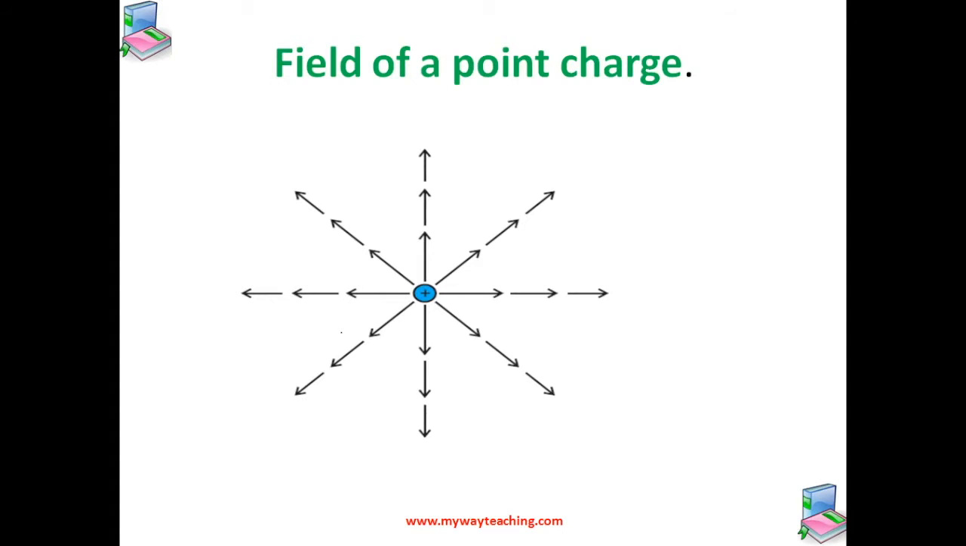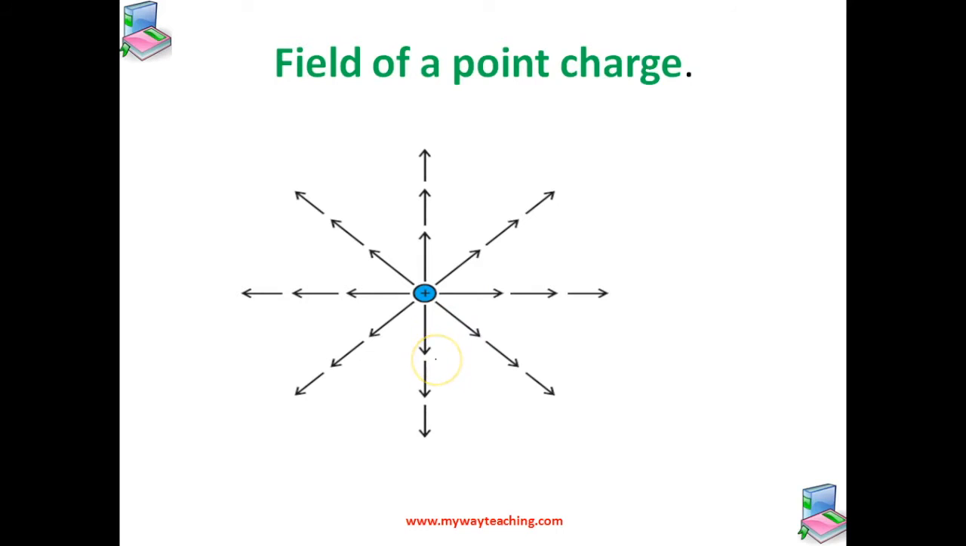So here each arrow indicates electric field. You can see here the force acting on a unit positive charge placed at the tail of the arrow. This is the unit positive charge. When we connect the arrows pointing in one direction, the resulting figure represents the field line. You can see these are all field lines, electric field lines.